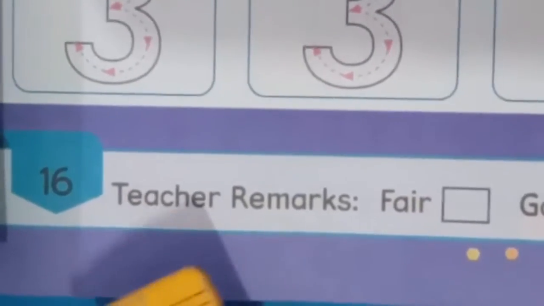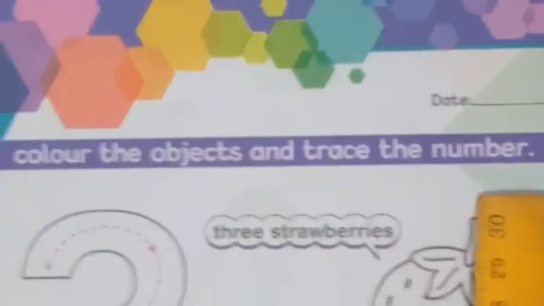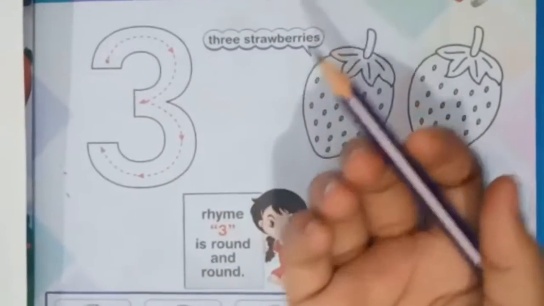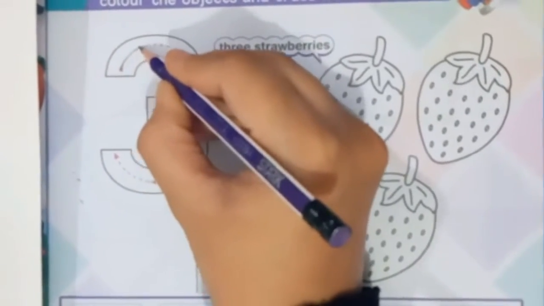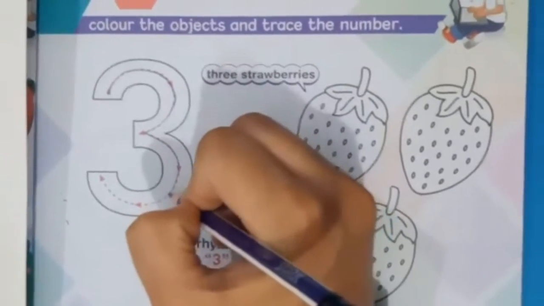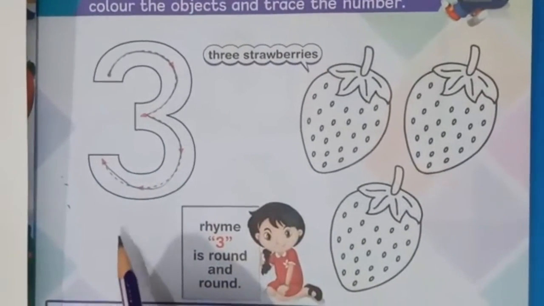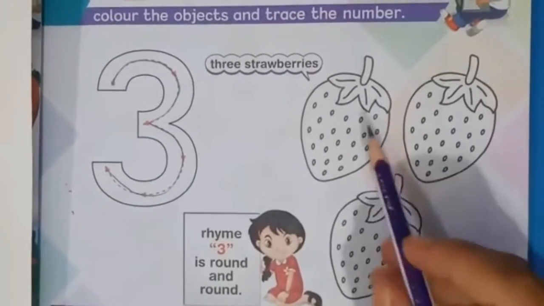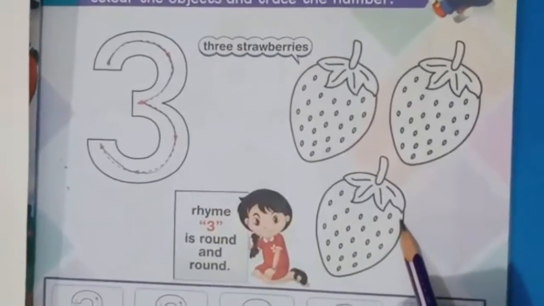Student, now look at page number 16. Color the objects and trace the number. Trace the number 3. Okay student, hold your pencil and trace the number 3. Start from dot. 3 is round and round. This is number 3. 3. This is number 3. 3 strawberries.